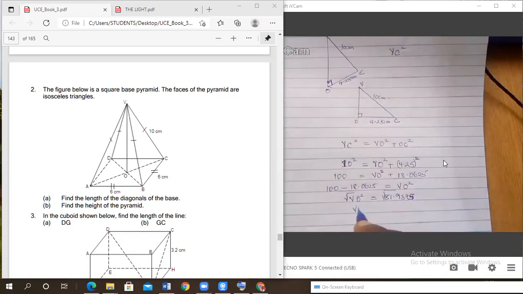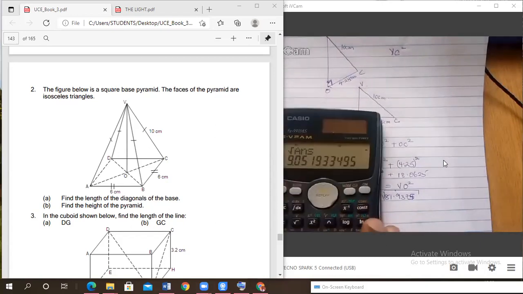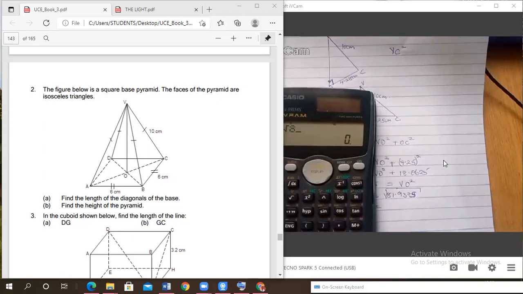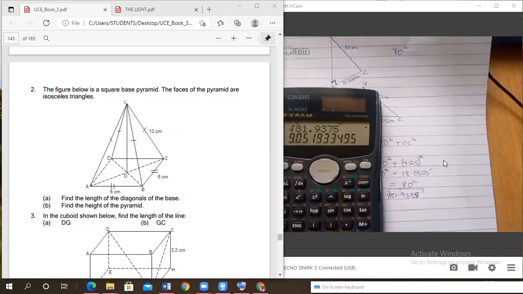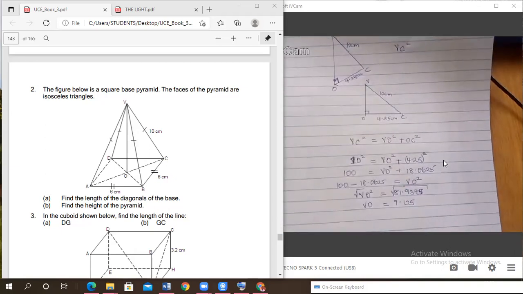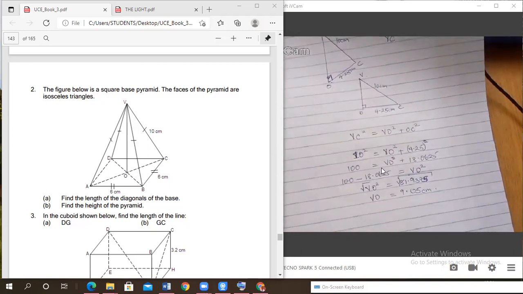So VO will be equal to the square root of 81.9375. What do you get? 9.05, to two decimal places. All right, so that is the height. The height of the pyramid is that.